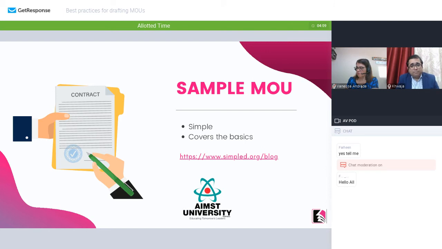Then thank you for moving to the next slide. Here is a link to a sample MOU that you can access, and this is an MOU that was signed by AIMST University Malaysia. Of course, it covers the basics. It's a simple document, but definitely it will give you an understanding of what an MOU looks like.